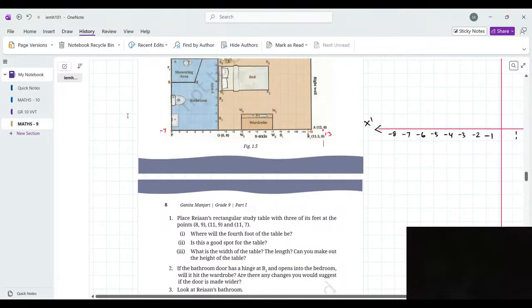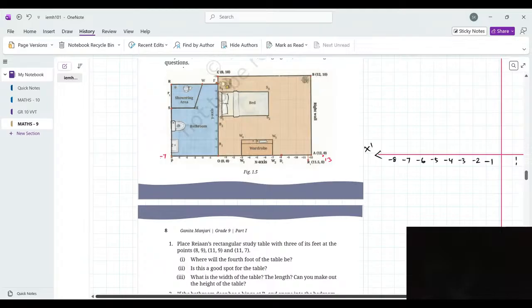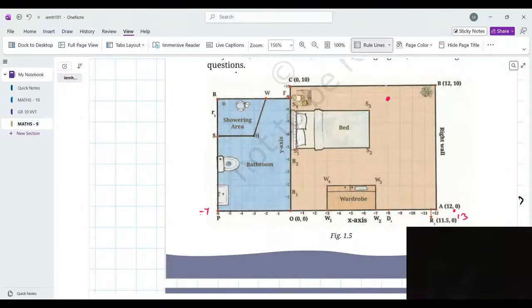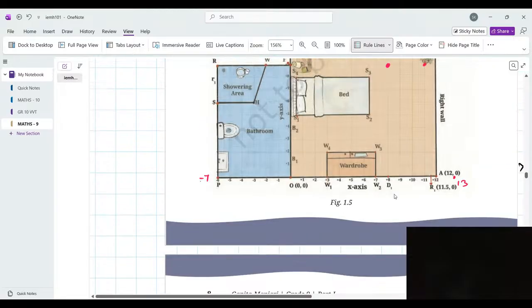Answer the following question. Place Raymond's rectangular study table with 3 of its feet at the points (8, 9), (11, 9), (11, 7). So (8, 9), (11, 9), (11, 7).